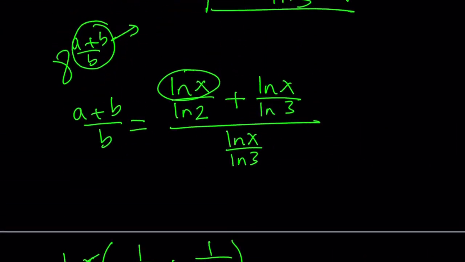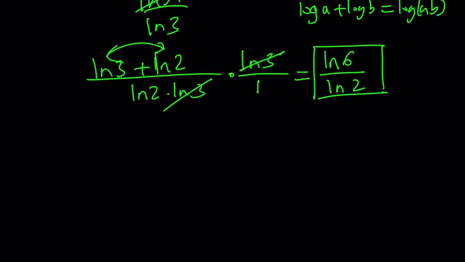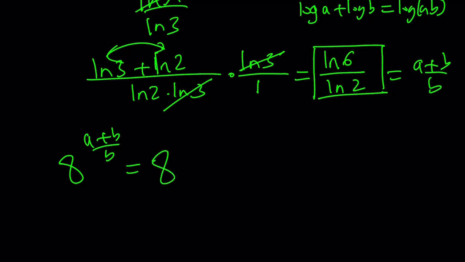Now we have to use 8 as a base. So we're trying to evaluate 8 to the power (a+b)/b. We just evaluate it, so the answer is 8 to the power ln 6 over ln 2. At this point, it might be helpful to write this using the change of base formula, but backwards. So this can be written as log 6 with base 2, because 2 goes here and 6 goes here, remember?